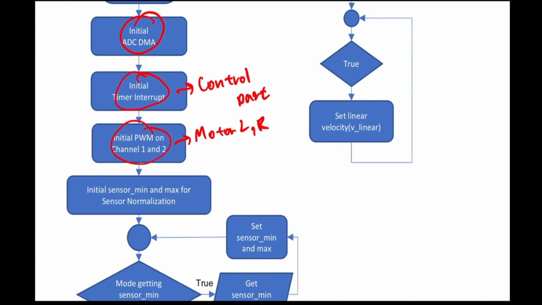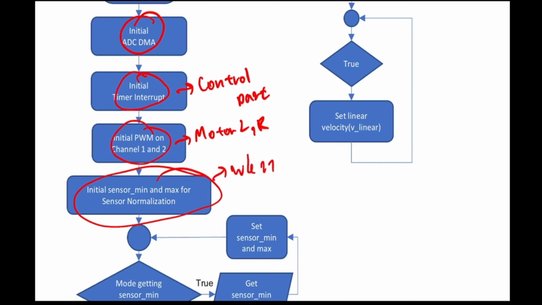Do you remember how to initialize the modules? In the previous lecture and the slide, you have to go to the device configuration and the configs from that. And then in the program, you have to initialize like this. You can complete this within 3 weeks. And the timer lab you just learned from last week, right? Then initialize sensor min and max for the sensor normalization. This is from week 11.